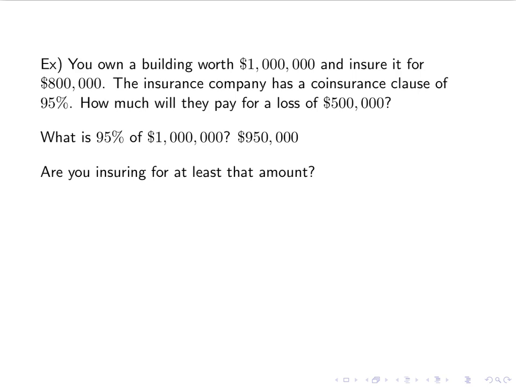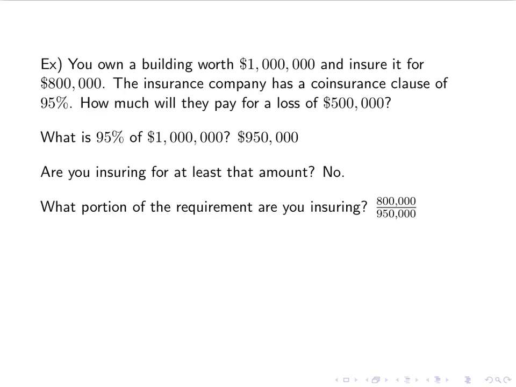Are you insuring for at least that amount? No, I'm only insuring for $800,000. That's clearly not at least $950,000. What portion of the requirement are you insuring? I am insuring $800,000. I'm supposed to be insuring at least $950,000. And if I simplify that, that's 16 over 19. Again, do not round that number. You need the whole fraction.